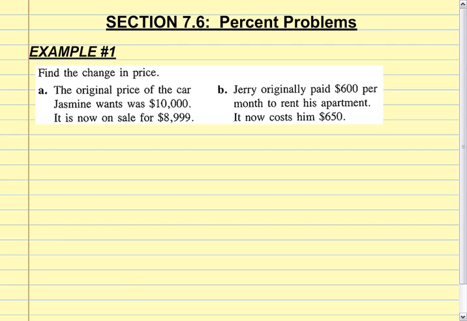Now, look at this first one, Grace. This first one says the original price of the car Jasmine wants was $10,000, okay? It is now on sale for $8,999, okay? Now, Grace, remember, they want us to find the percentage of change, okay?